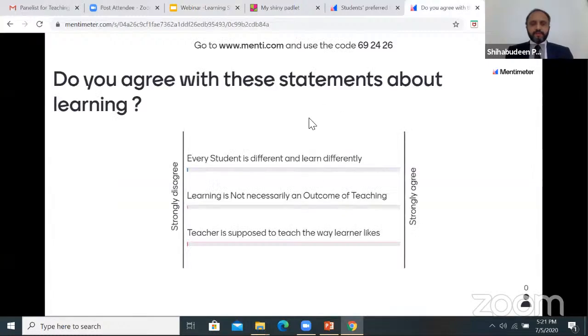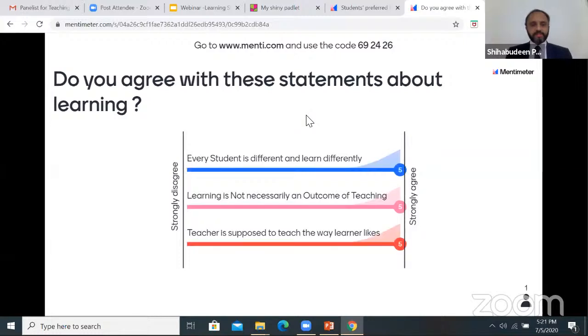What you have to do: you can see strongly disagree on one side and strongly agree on the other. The statements are: every student is different and learns differently; learning is not necessarily an outcome of teaching; and the teacher is supposed to teach the way the learner likes. If you agree, you can give 4.5, up to you.